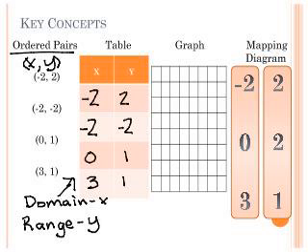So when we list these out, we need to make sure that our domain in this case would be -2, 0, and 3. Then we have, for our range, we would have -2, 1, and 2. Alright?